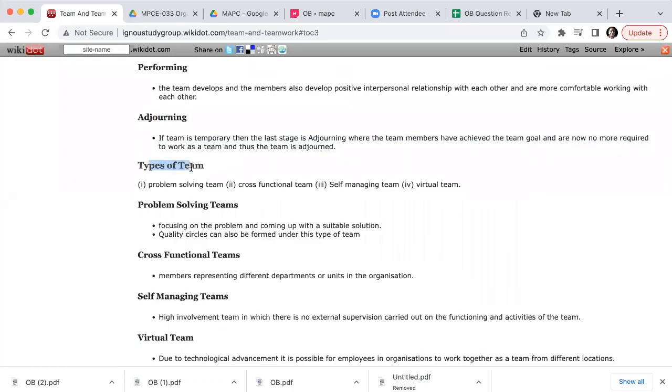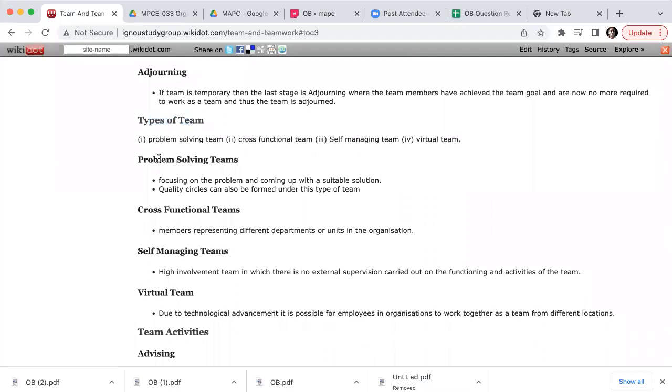So now we are going into types of teams. We have problem solving teams. Why are you forming a team here? To solve a problem, right? Quality circle is an example of a problem solving team. They are forming a team to solve quality related problems. Cross functional team, right? This is what we talked about, getting experts from various departments and forming a group to execute a project, for example. So it is a cross functional team.